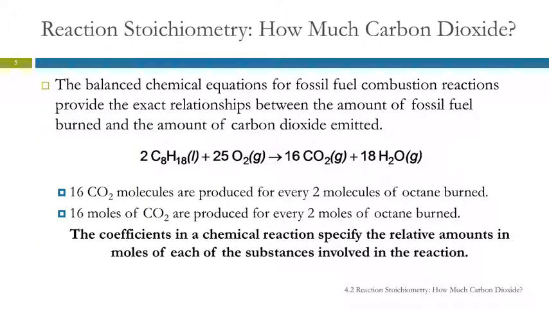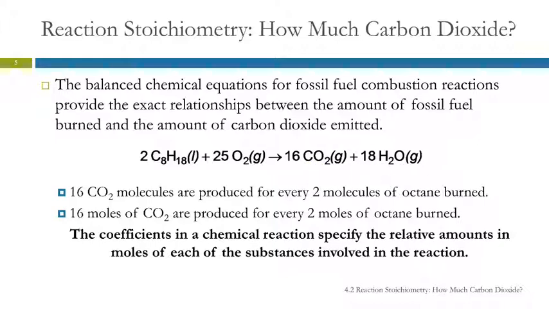A balanced chemical equation can help us figure out amounts of reactants and products. And so we can use this equation for the combustion of octane to approximate how much CO2 is being generated from our combustion of fossil fuels. In this chemical equation, 2 molecules of octane, C8H18, react with 25 molecules of oxygen and produce 16 molecules of CO2 and 18 molecules of H2O.